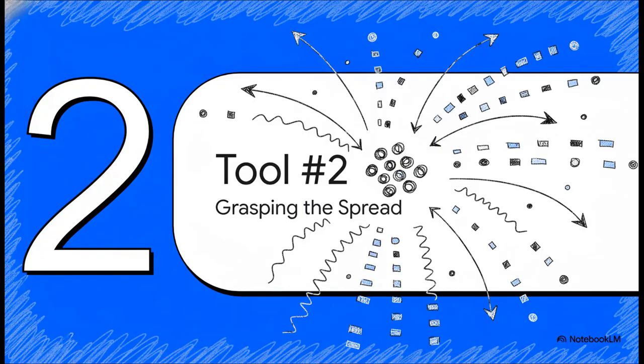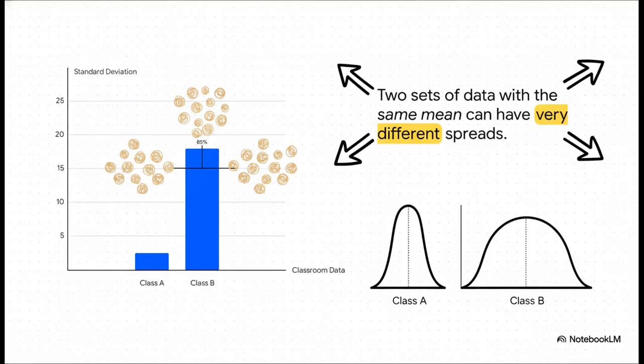Okay, so we found the center, but that's just chapter 1 of our data story. To really get what's going on, we have to know how the rest of the data is arranged around that center. We need to understand the spread. Look at this. We've got 2 different classes, and they both have an average test score of 85%. But are they telling the same story?